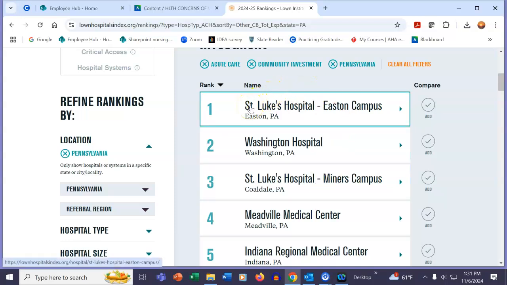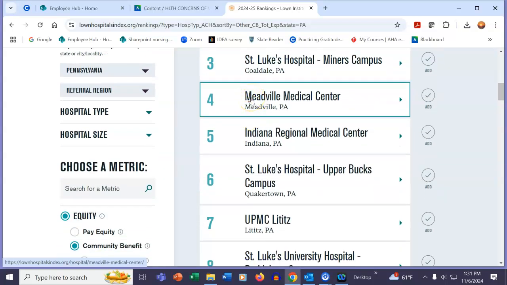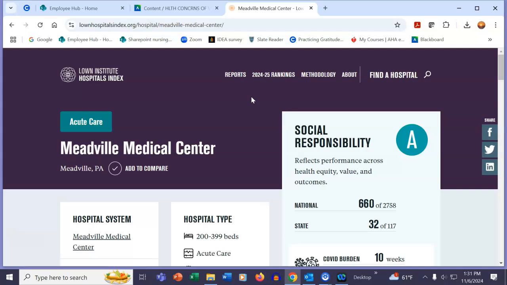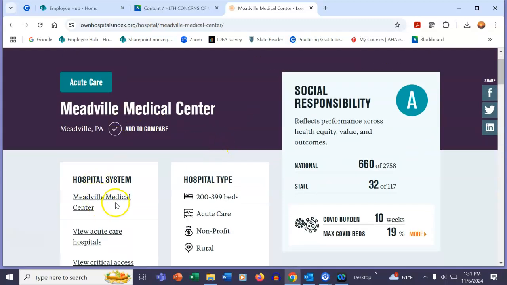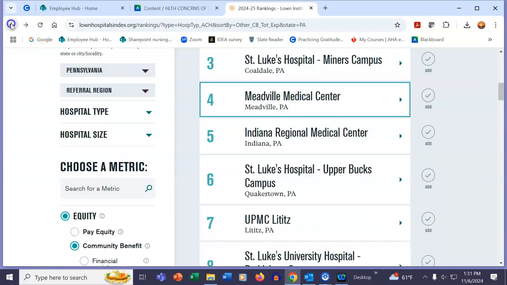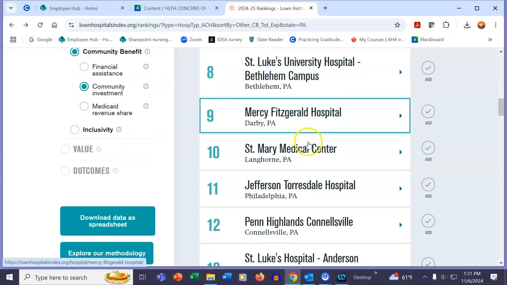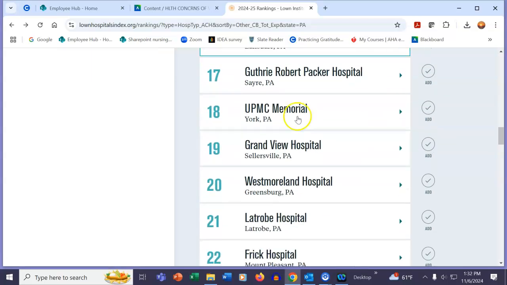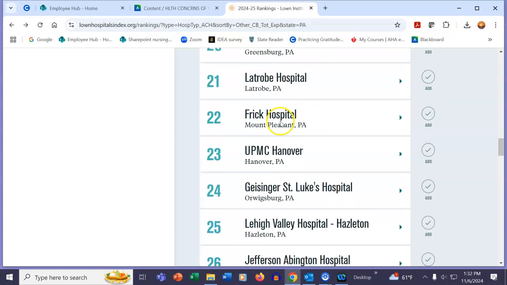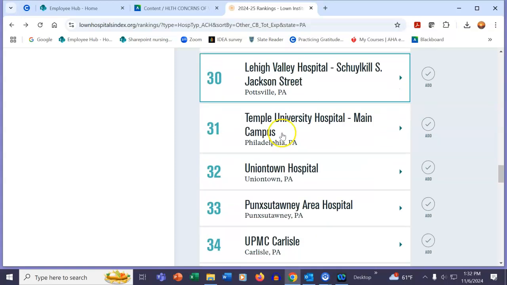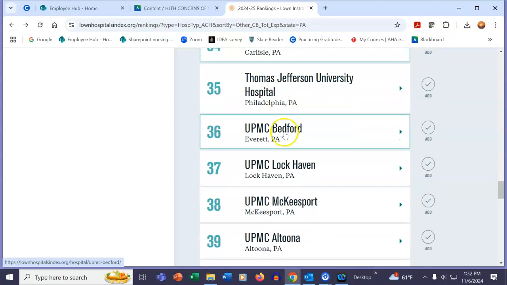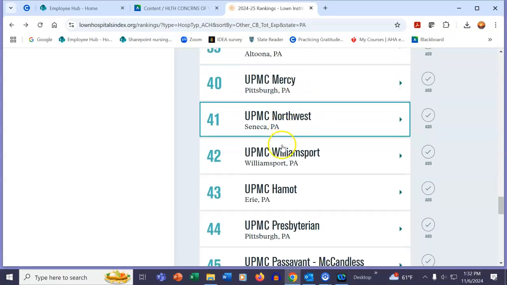And if you look at Meadville Medical Center, that's one very close to Erie, Pennsylvania. I can click on that, find out the hospital type it is, and the social responsibility. You notice they get an A. So that's an excellent thing to see for this. I can see UPMC Lititz. I can see other UPMC Memorial Hospitals. Remember, it's a system. Hanover. I can also continue down somewhere here, UPMC Carlisle, and find UPMC Hamot.